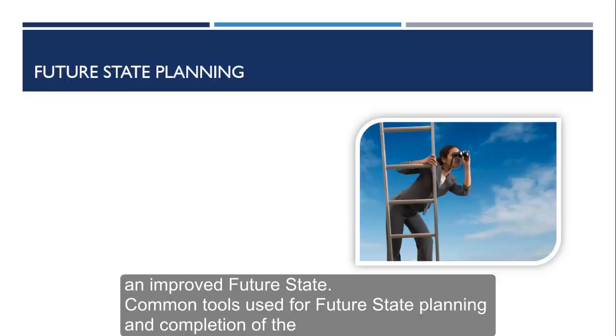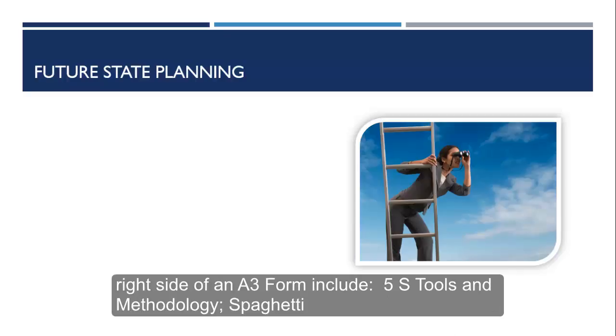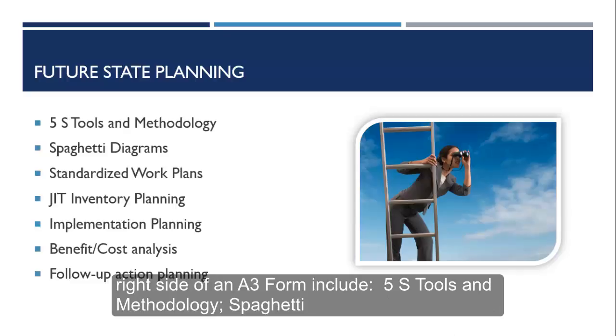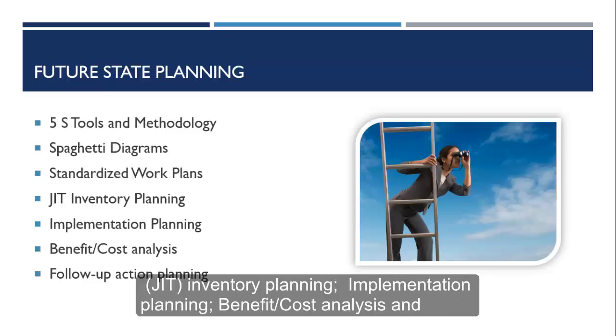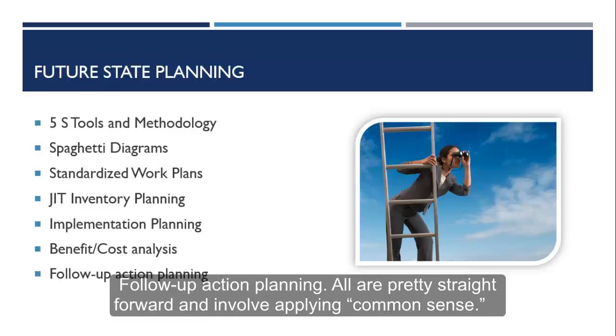Common tools used for future state planning and completion of the right side of an A3 form include 5S tools and methodology, spaghetti diagrams, standardized work plans, and other tools and/or activities such as just-in-time inventory planning, implementation planning, benefit cost analysis, and follow-up action planning. All are pretty straightforward and involve applying common sense.